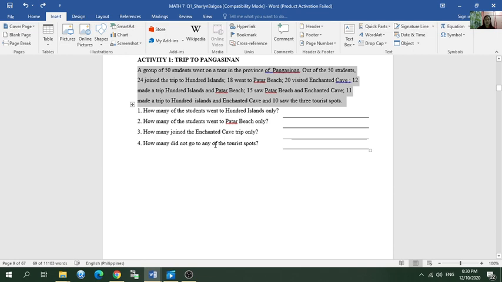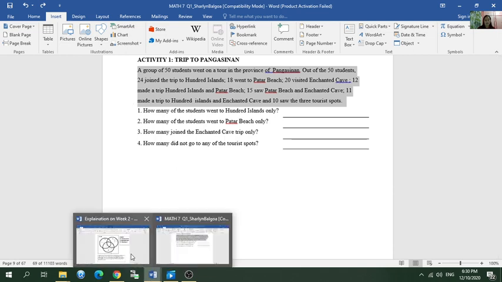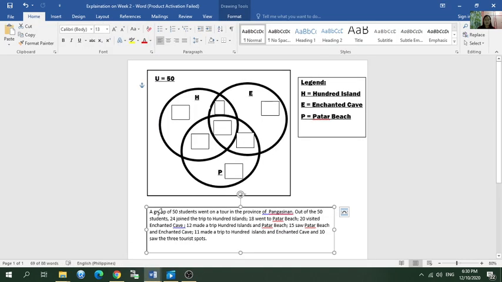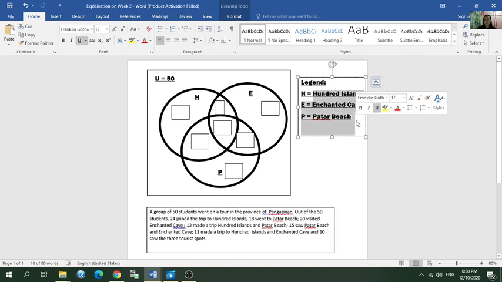So, paano natin sasagutin ngayon yung ating problem? So, kinakailangang igawan mo siya ng illustration using the Venn diagram. Okay. So, meron tayong tatlong tourist spots doon. And this determine the number of sets in the diagram. So, ito yung tinatawag o kaya halimbawa ng Venn diagram.